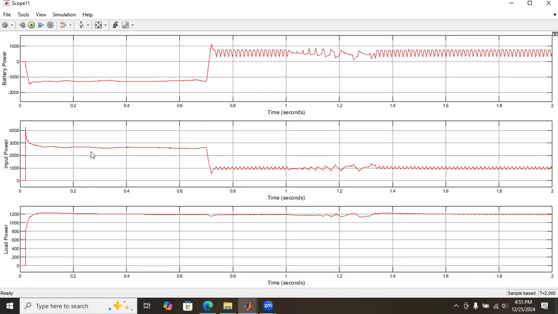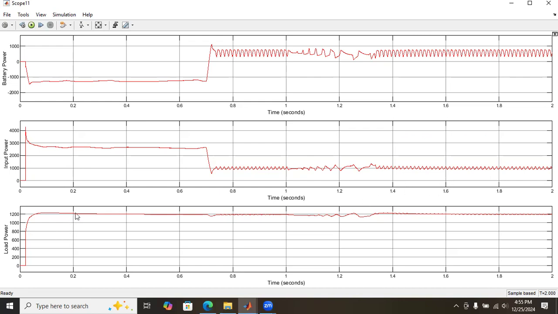Similarly, the input power. Input power is around 2500 watts initially due to the power generation from PV and also from the DC voltage source. And after 0.7 seconds, only the DC voltage source is providing the supply as PV is not available. So here we are getting 1000 watts.